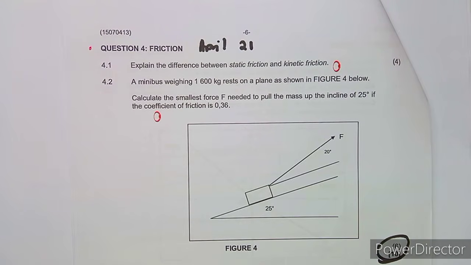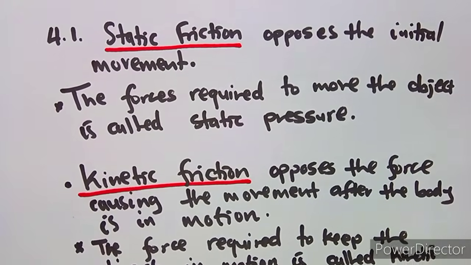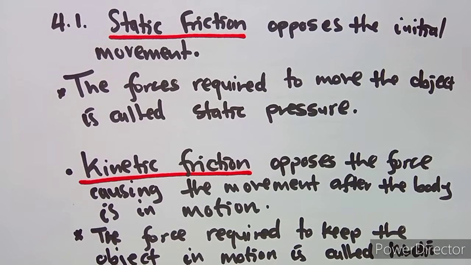Looking at the first question that we are given on 4.1, we are asked to explain the difference between static friction and kinetic friction. We have worked with this type of question many times. These are the ways that we are supposed to answer it. Static friction opposes the initial movement. That is, the force required to move the object is called static friction.